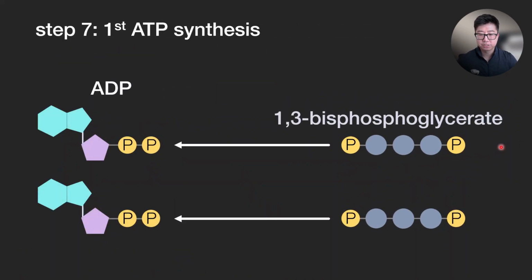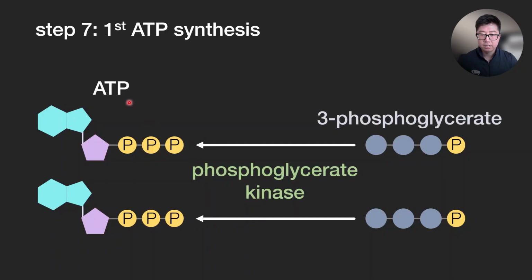So now this is the first time we actually get to start making ATP during glycolysis. And at this point, we still have two molecules of 1,3-bisphosphoglycerate that we generated from the previous step. And this is a high energy intermediate molecule, so it can directly donate one of its phosphate groups to ADP to form ATP. And this reaction is carried out by an enzyme called phosphoglycerate kinase. So essentially, we took a phosphate group out of 1,3-bisphosphoglycerate and used it to phosphorylate ADP to produce ATP.